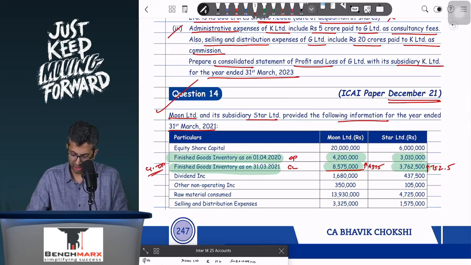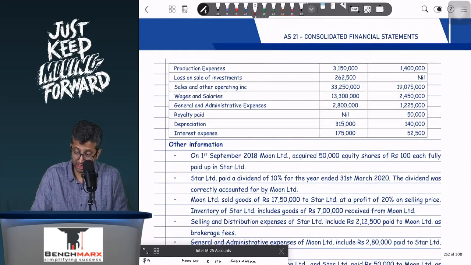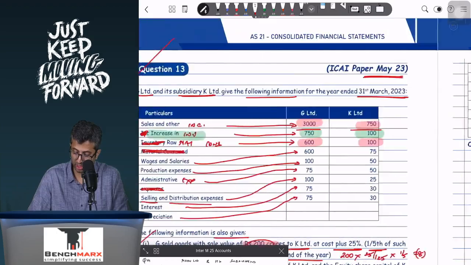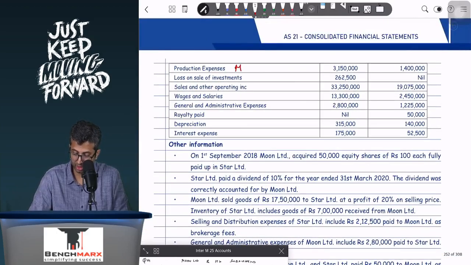Then there is dividend income, other non-operating income. This will go in other income section. Other income, other income. Raw materials consumed. This will be cost of materials consumed. Selling and distribution expenses, other expenses. Production expenses, at least institute takes this into the direct expenses. So this will be within materials consumed.